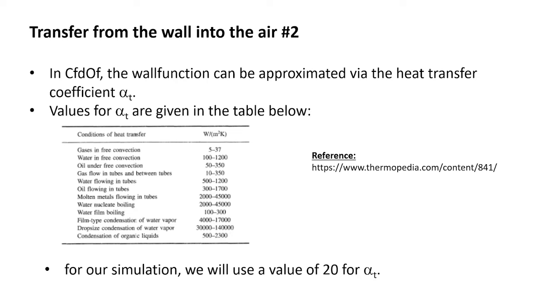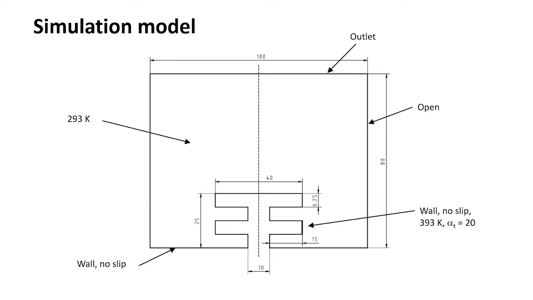So this is how our simulation model looks like. We have a height of 80 millimeters and a width of 100 millimeters. On the downside, we will have a double T shape. This is where the heat is generated and from where the heat will be transferred. And this wall has a temperature of 393 Kelvin and the air a temperature of 20 degrees.